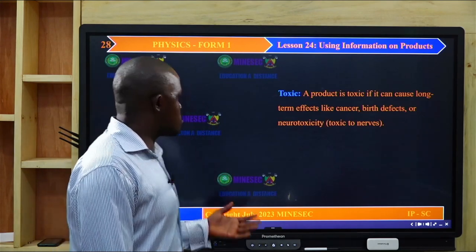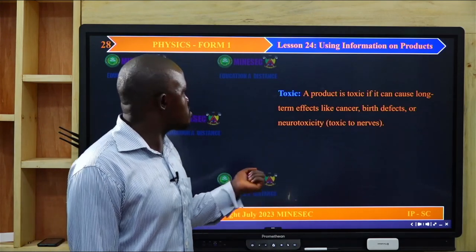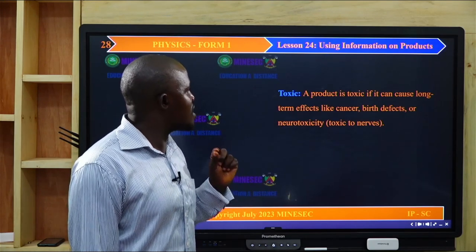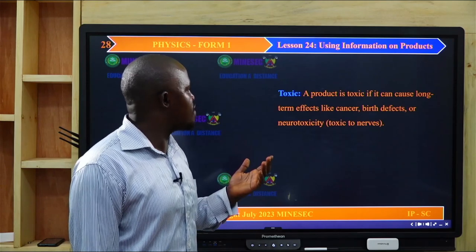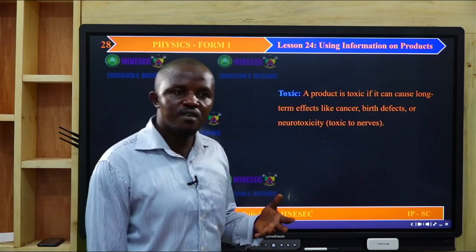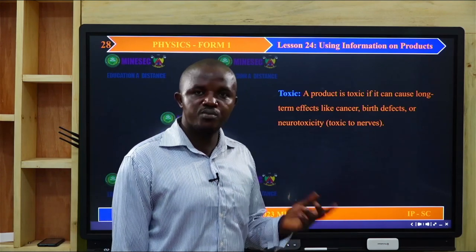If the product is toxic, I would say a toxic product is one that can cause long-term effects like cancer, birth defects, or neurotoxicity, that is toxic to nerves. There are some people who have nerve problems.